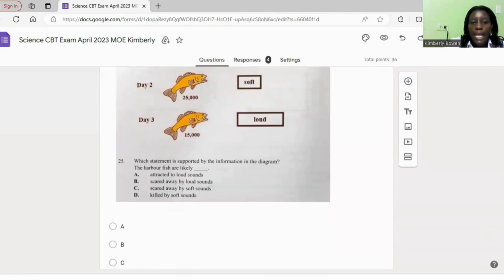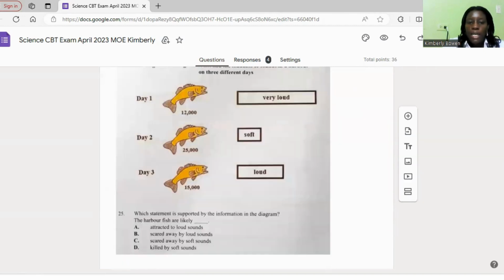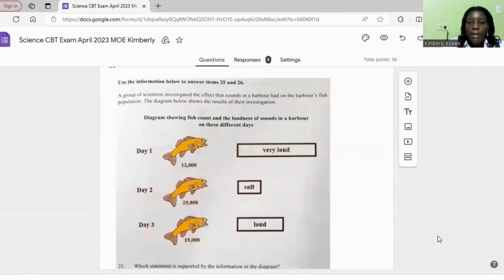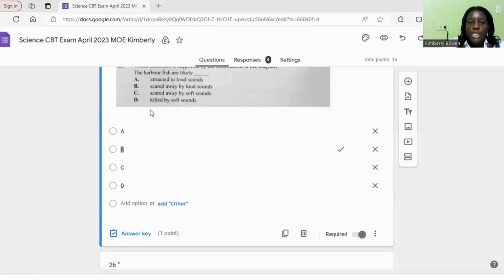Which statement is likely supported by the information in the diagram? The harbor fish are likely attracted to loud sounds, scared away by loud sounds, scared away by soft sound, killed by loud sounds. So the correct answer here is B. What it seems is that they're scared away by loud sounds.